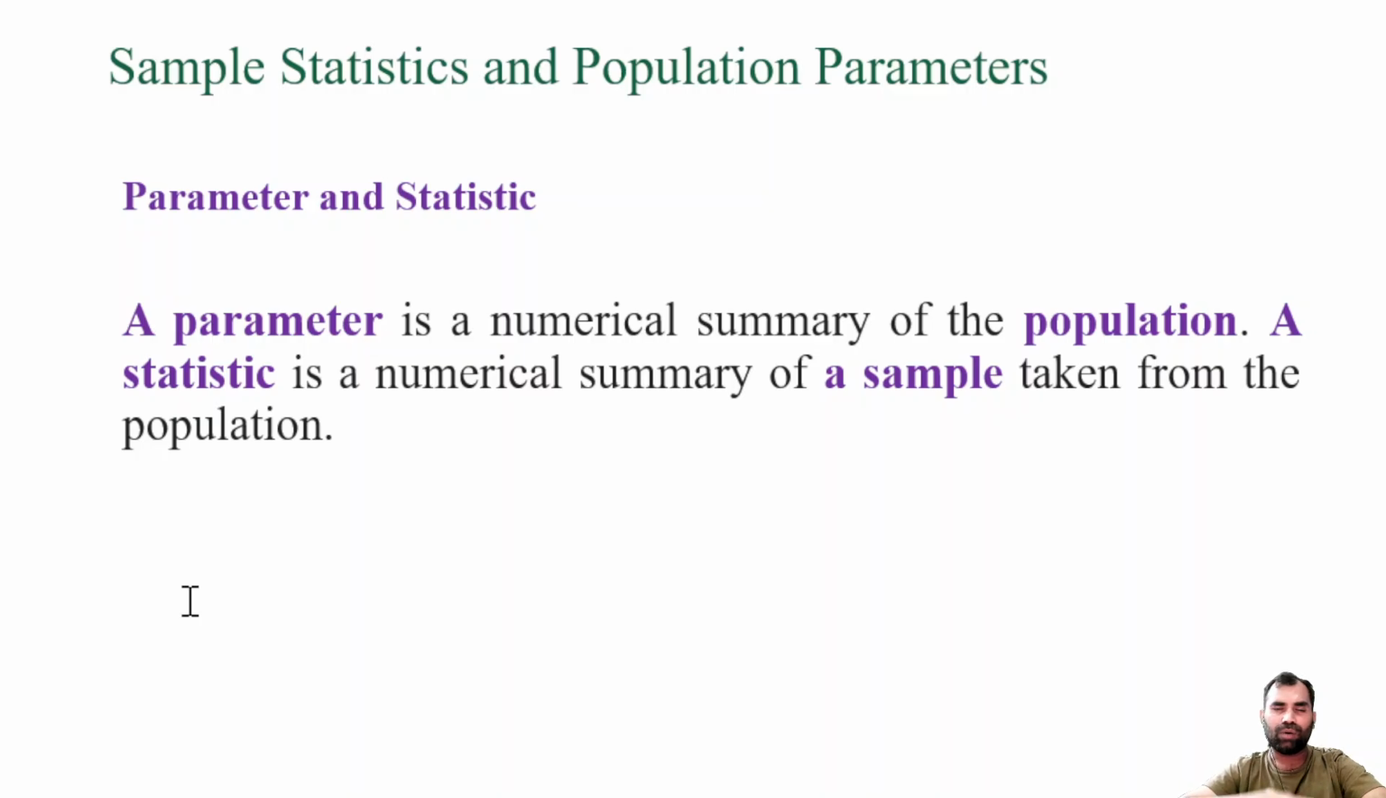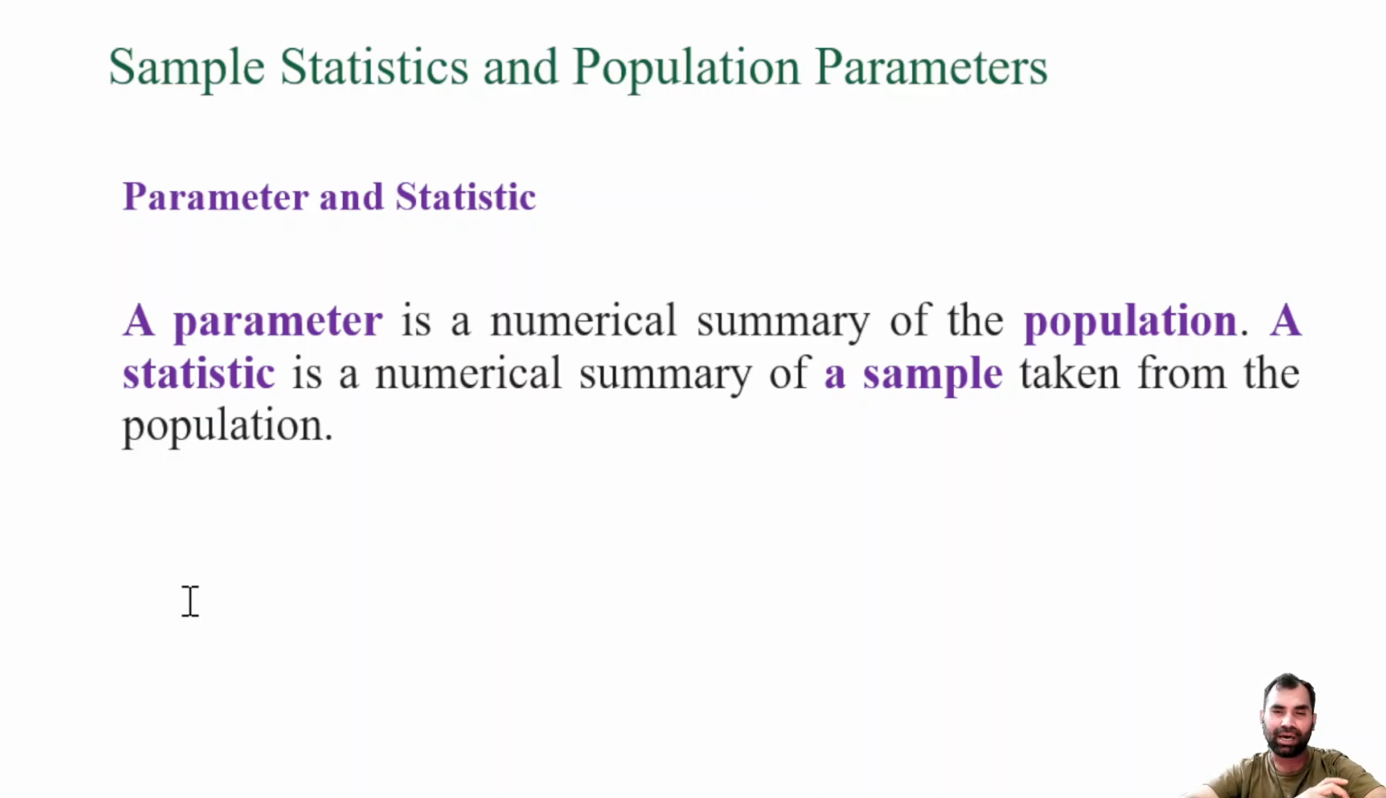Now I will describe the difference between parameter and statistic. As I mentioned before, when we have data, we can summarize the data using different methods, for example graphics, tables, and numerical summaries. Numerical summaries means that we can use mean, median, standard deviation, variance, quartiles, first quartile, second quartile, and so on.